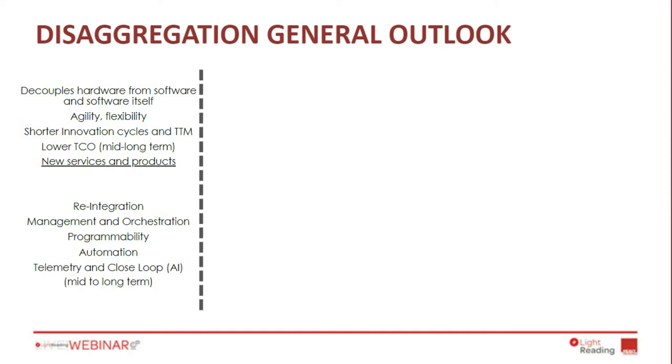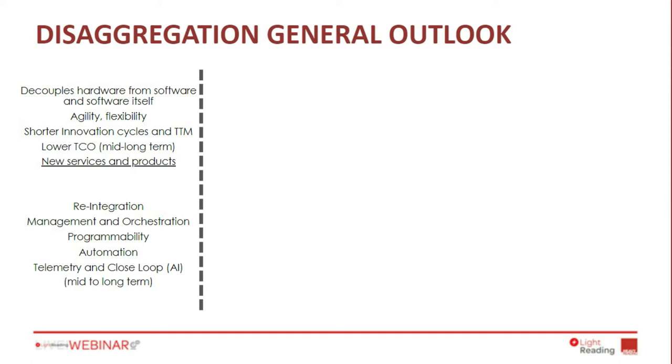Finally, the roadmap of lifecycle management for those disaggregated components, services, and products that were already deployed should include achieving, in the mid to long term, the closed loop based on technology such as artificial intelligence. Therefore, simplifying completely the operation and responding in real time, or maybe almost real time, to any issue in production.